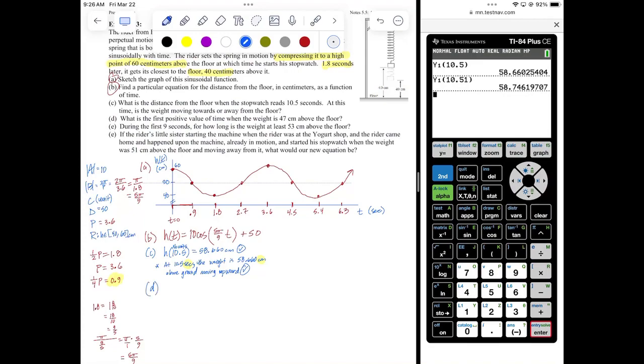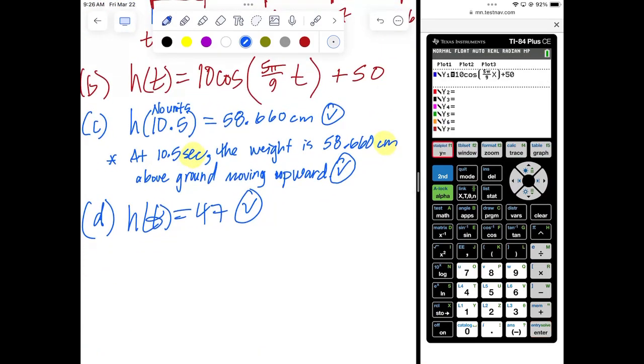Part D, what is the first positive value of time when the weight is 47 centimeters above the floor? What is the first positive time where it's 47 above the floor? Does it matter if it's going up or down? Not in this case. So I'm going to say h of t equals 47. There's the check right there. And then I go to my y equals, come down to y2, type in 47, hit graph, and I'm looking for the first point of intersection. Doesn't matter if it's going up or down. It happens to be going down.